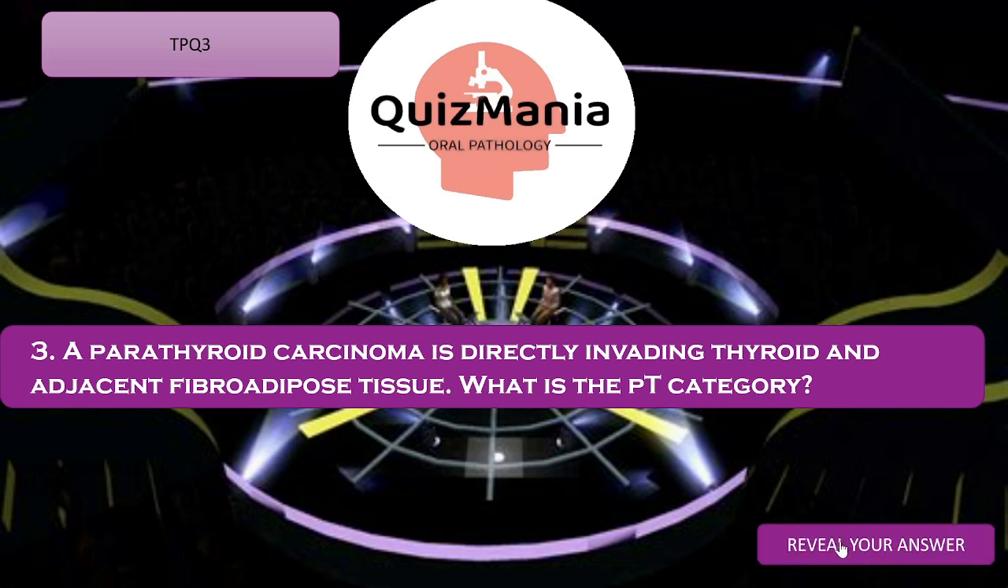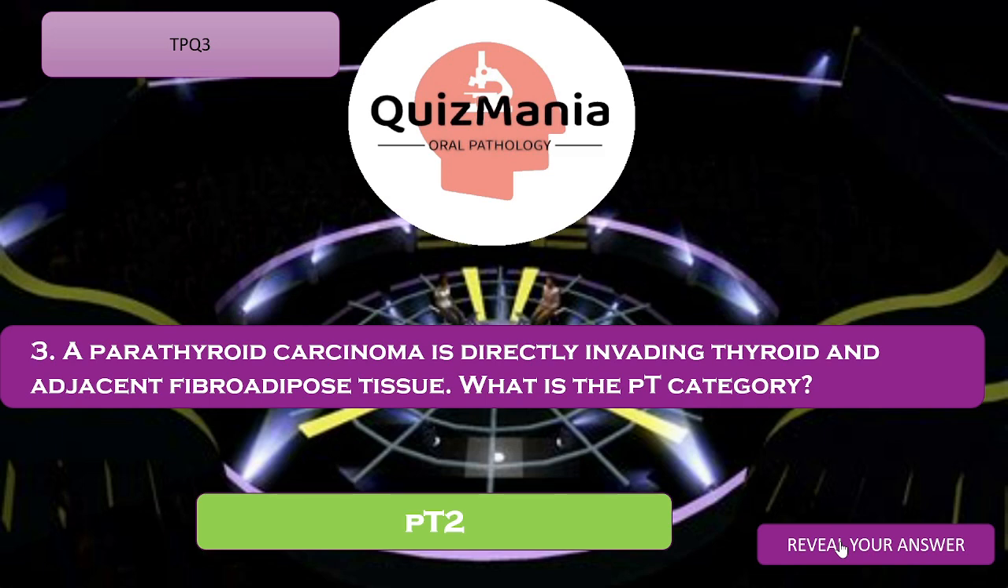The correct answer for this question is the pT2 category. A parathyroid carcinoma directly invading the thyroid and adjacent fibroadipose tissue is classified as pT2, indicating local extension beyond the parathyroid gland but limited to adjacent tissues. However, pT3 involves more extensive invasion into surrounding structures like the esophagus or the trachea. So note this down, the pT category for this question is pT2. If you got this question correct, earn yourself 5 points.